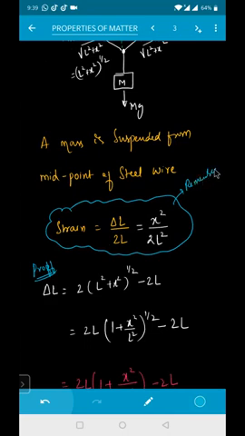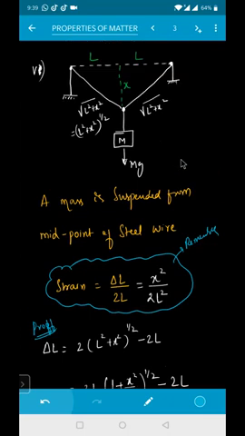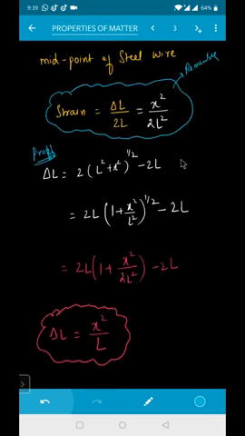Because every time you can't go for the derivation in your competitive examination like this. If there is any doubt in that one, please let me know.